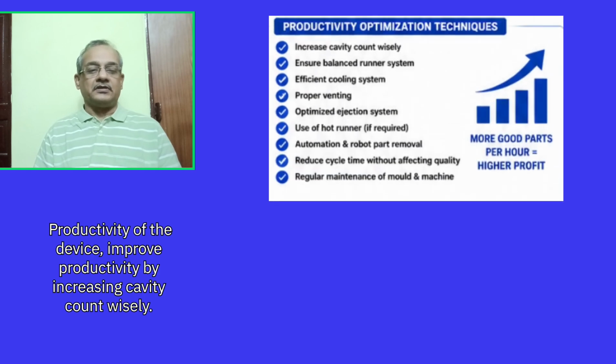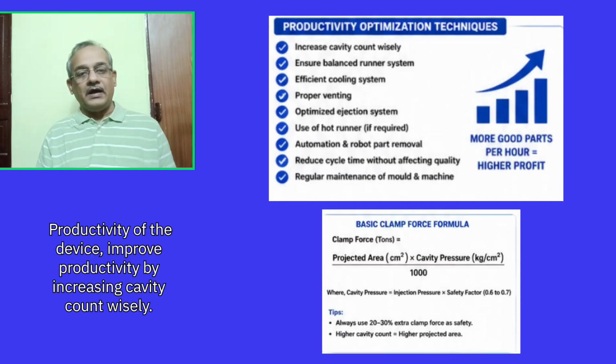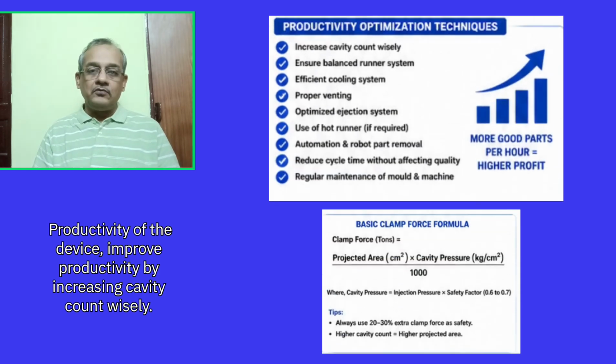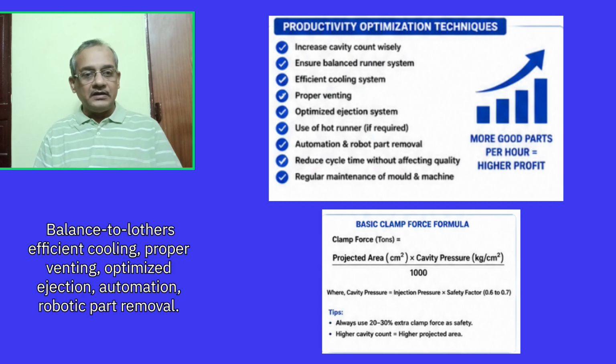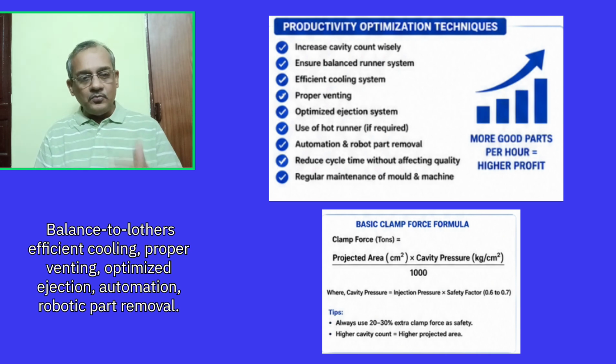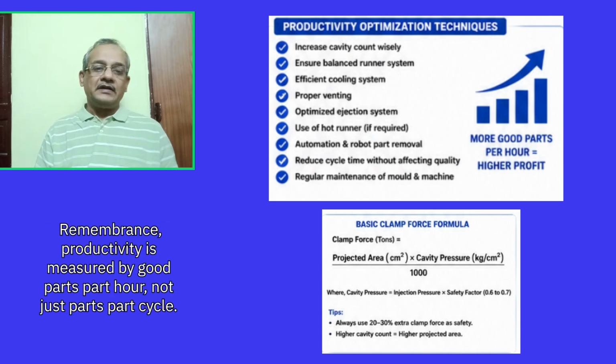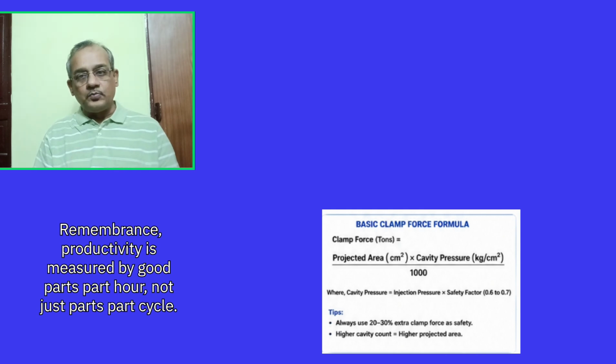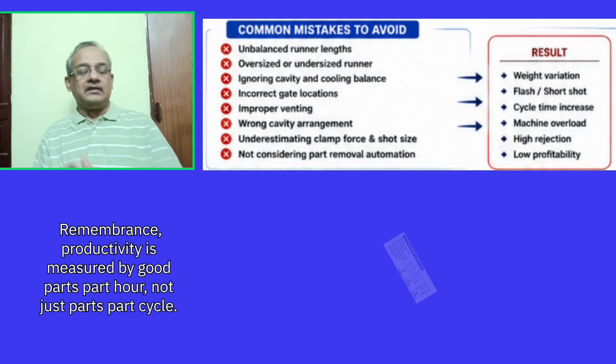Productivity optimization. Improve productivity by increasing cavity count wisely. Balanced runners, efficient cooling, proper venting, optimized ejection, automation, robotic part removal. Remember, productivity is measured by good parts per hour, not just parts per cycle.